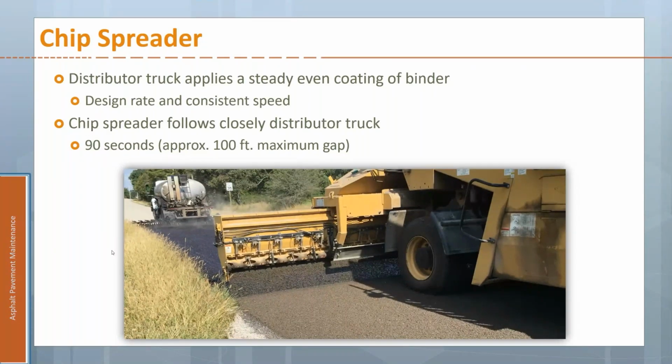So our chip spreader needs to follow the distributor truck pretty closely because, again, there's nothing else that needs to be happening between the oil and the rock. So no more than about 90 seconds. And also remember, this is going to be a rapid set emulsion. So we want it to set very quickly, stay up on top of the surface, and be ready to take on those aggregates right then. And then we want it to set fast, hold on to it, and do its thing. So no more than about 100-foot gap between the two.